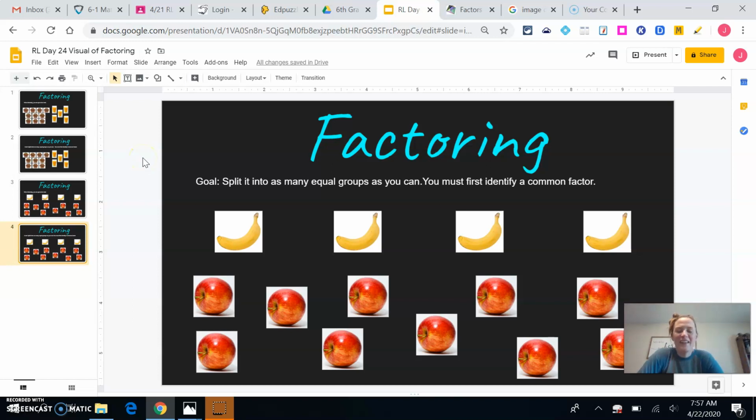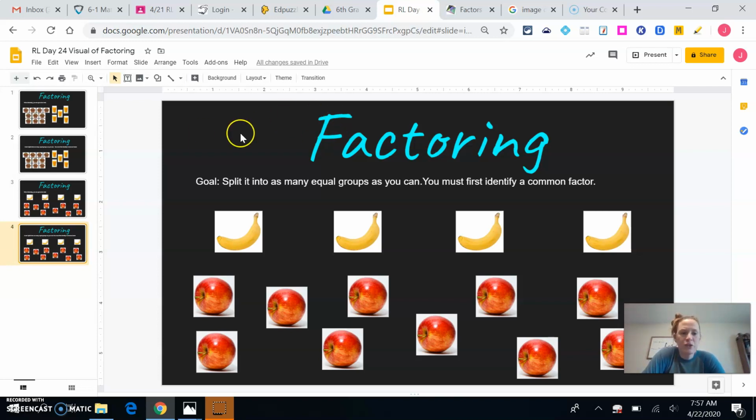Hi there. Today we're going to take a look into factoring. We talked about factoring yesterday and experienced that a little bit. And today I want you to see the visual of what's happening so that you can better understand tomorrow when we only work mathematically.